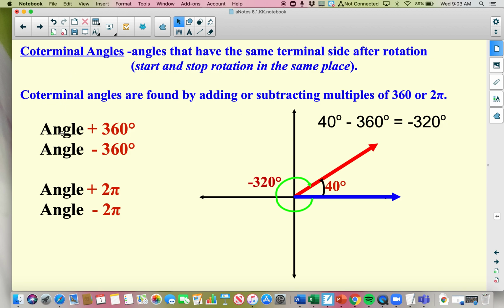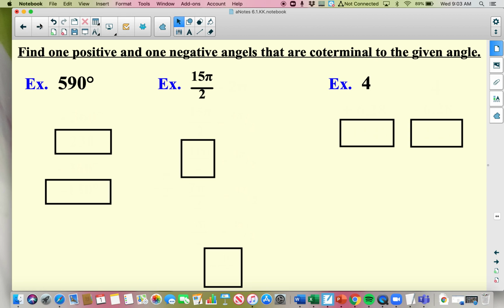So as no surprise, if you take any angle and add or subtract 360, you will always land in the same exact terminal position, and they are coterminal angles. The same applies to angles in radians, right? So I can add and subtract 2 pi as well. So you'll be asked to find a positive and a negative angle that's coterminal to the given.